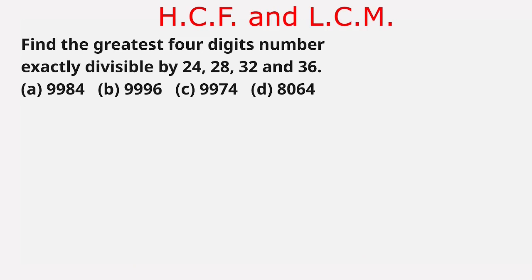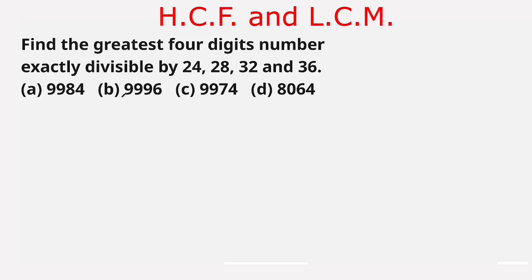We can find the answer from the given options as the number is divisible by 24, 28, 32 and 36. 36 is 9 multiplied by 4. It means that our answer must be divisible by 9. So we find the sum of the digits. The sum of the digits in option A: the first digit 9 is divisible by 9, the second digit 9 is divisible by 9, and 8 plus 4 is 12, which is not divisible by 9. So option A cannot be our answer.